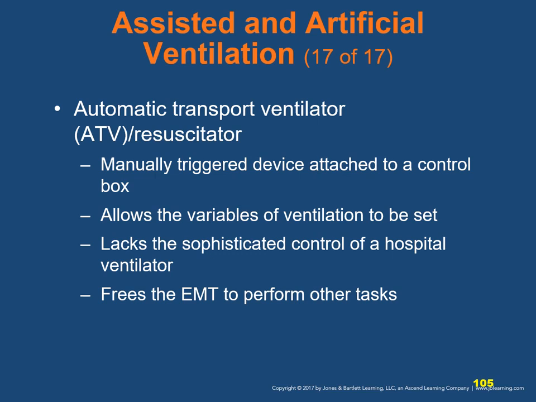A BVM and mask should always be prepared and ready for use should an ATV malfunction. Most models have adjustments for respiratory rate and tidal volume. The estimated tidal volume should be 6 to 7 milliliters per kilogram. The pressure relief valve may lead to hypoventilation in patients with poor lung compliance, which is the ability of alveoli to expand when air is drawn in during inhalation, increased airway resistance, or airway obstruction. Constant reassessment of the patient is necessary. So assess for full chest recoil.